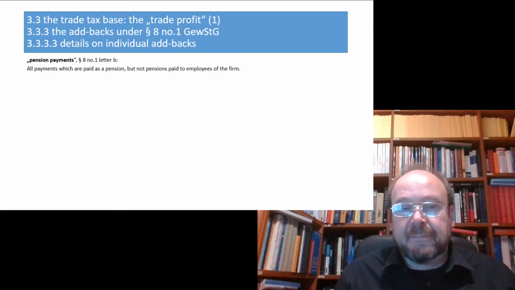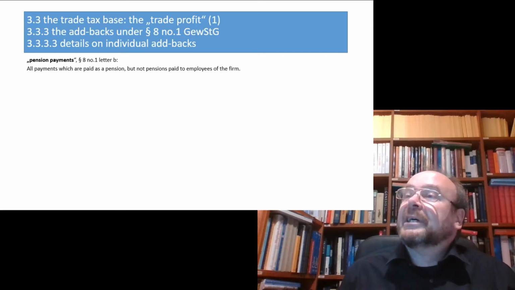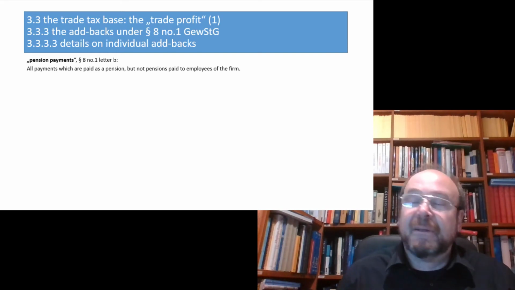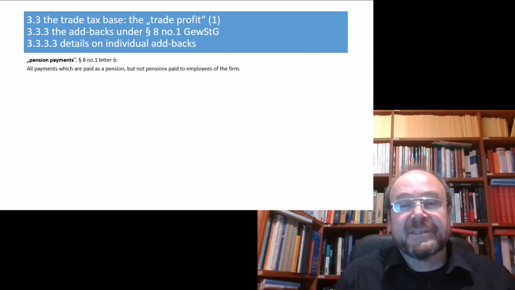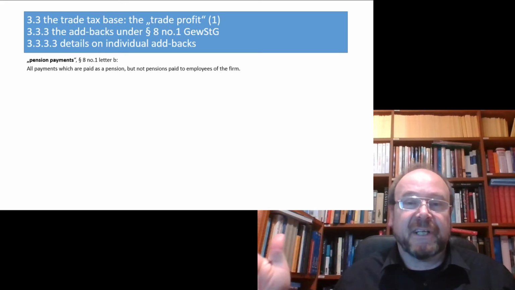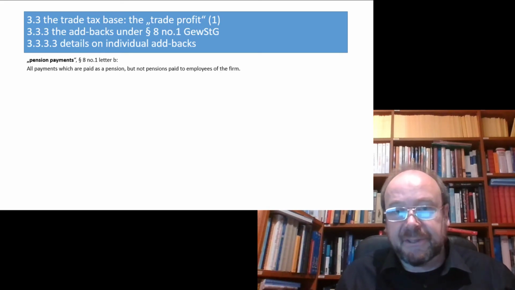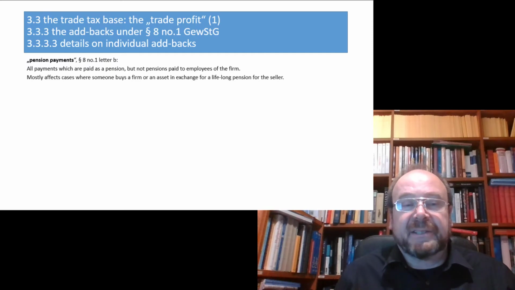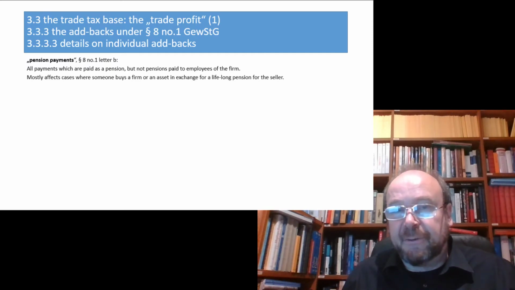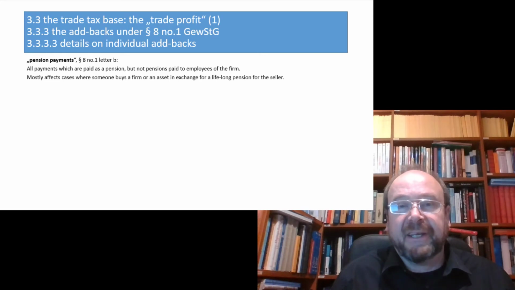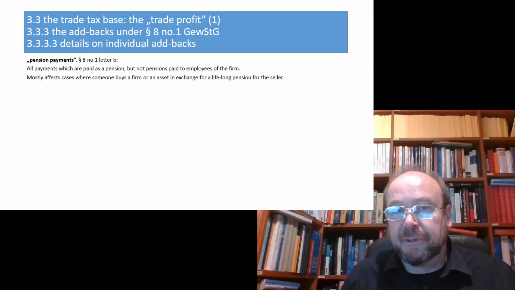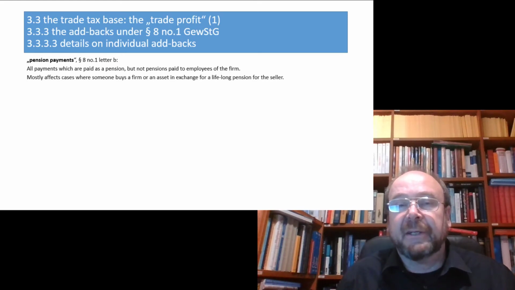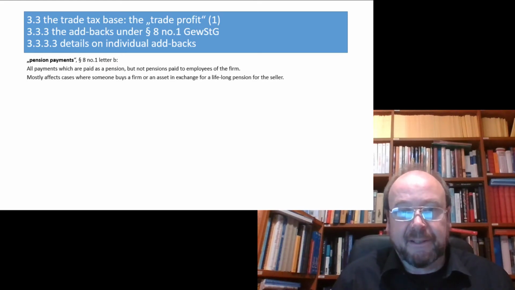Pension payments. All payments which are paid out as a pension, but not pensions paid to employees of the firm, because wages are deductible expenses and pensions paid to an employee of the firm are nothing else than a wage payment which has been deferred in time and which is paid out, let's say, 30 years after the employee rendered his or her services. But which pensions can then be left over? Mostly pensions which were paid for the acquisition of a good, an asset, or a complete firm in exchange for a lifelong pension for the seller.